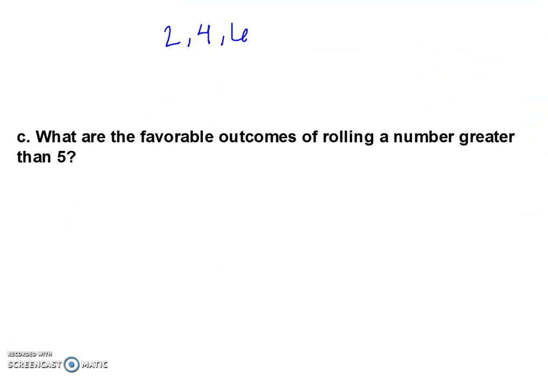Let's look at this one. It says, what are the favorable outcomes of rolling a number greater than 5? So I want a number, and I want it to be bigger than 5. There's only one possibility. 6 is the favorable outcome.